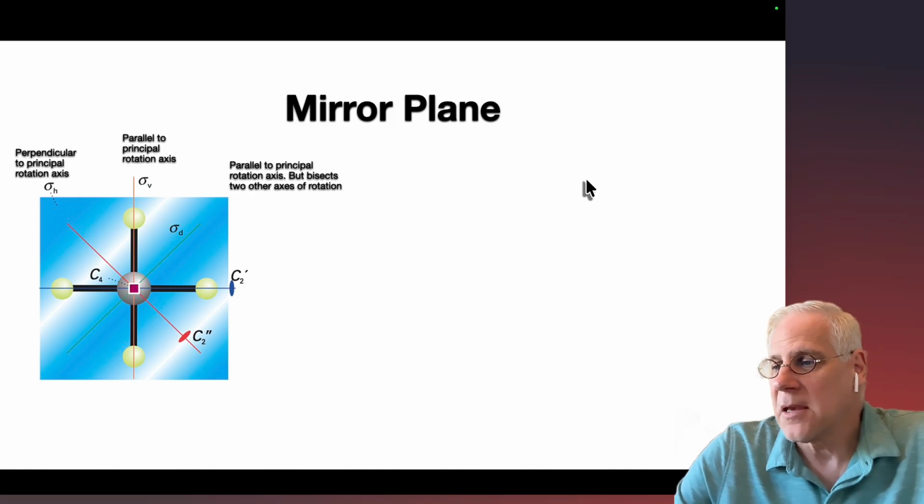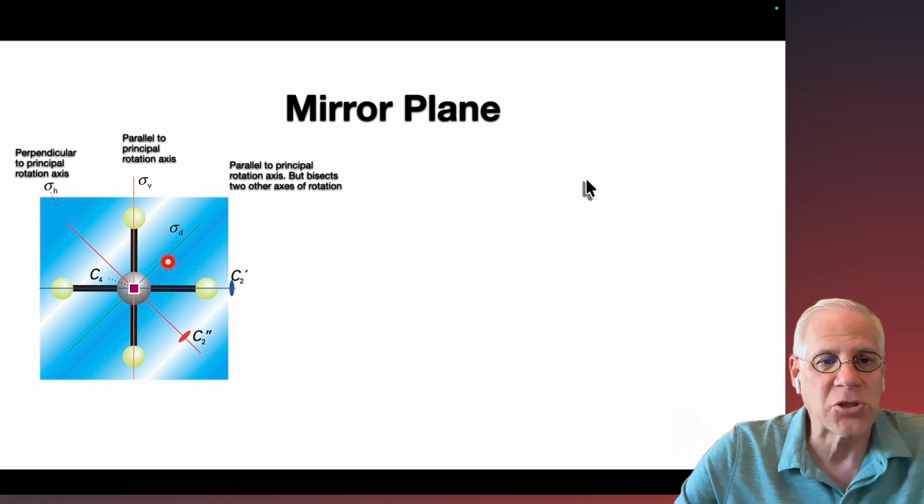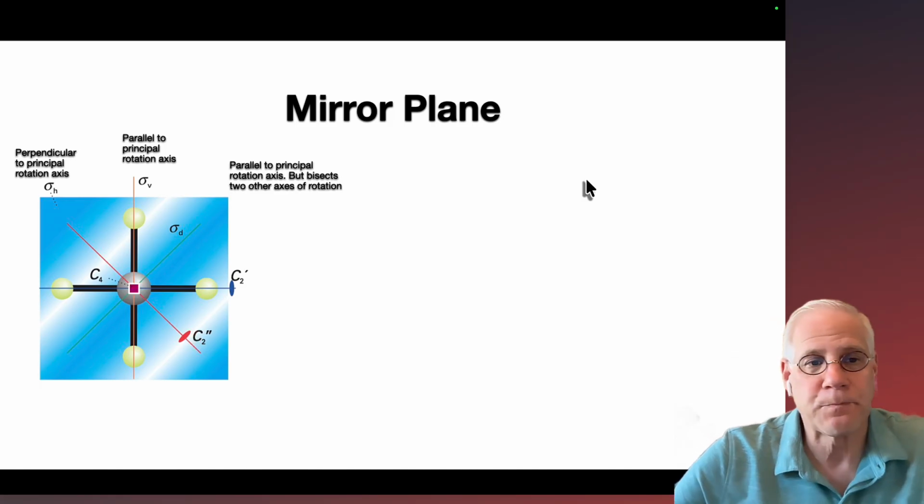And then we have a sigma D here. So your sigma D here is also parallel to the rotation axis, but it bisects two other axes of rotation. And so it bisects the sigma H, and it bisects the C4 and the C2.